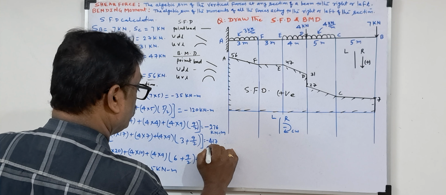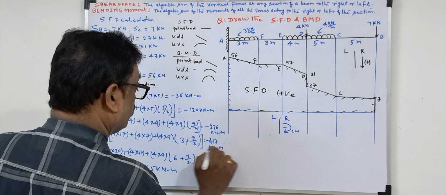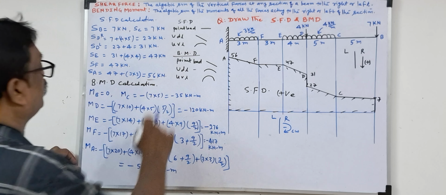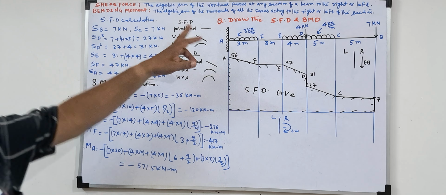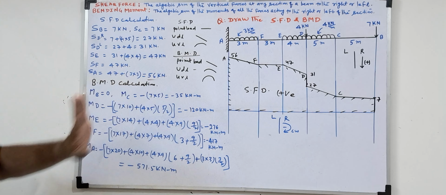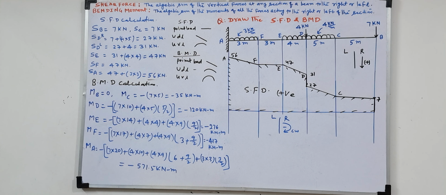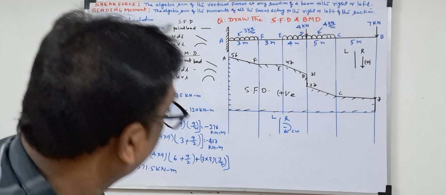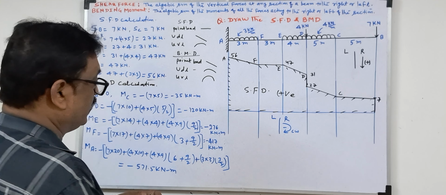You write this also as kilonewton meter because it is force into perpendicular distance. Kilonewton meter. Load is kilonewton. Suppose the load is given in Newton, then here it is Newton meter. So this way we calculated the bending moment. Now what we'll do? We'll draw the bending moment diagram.